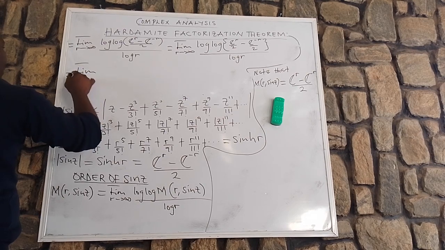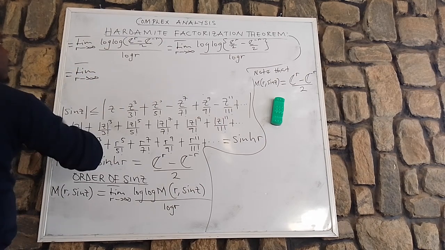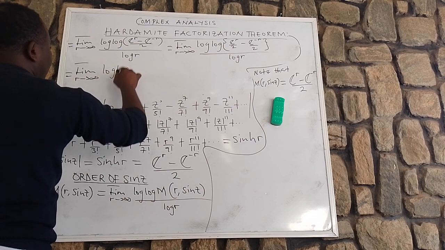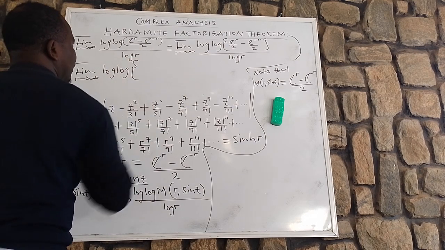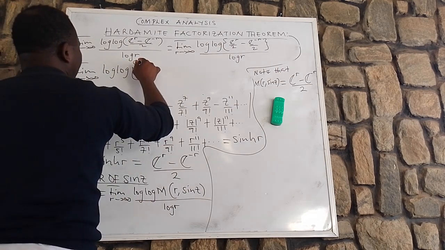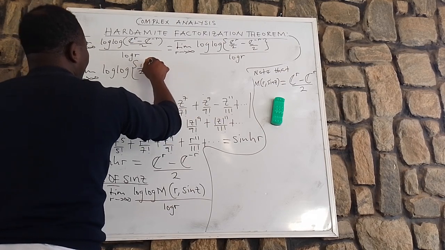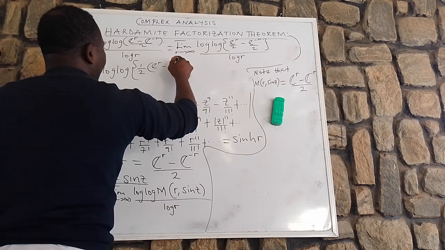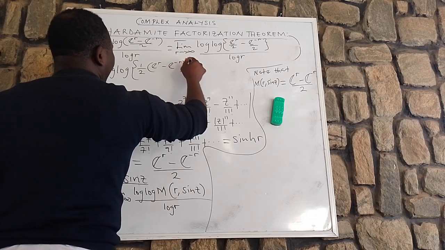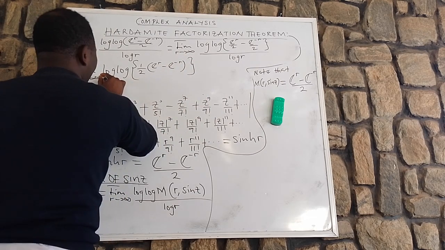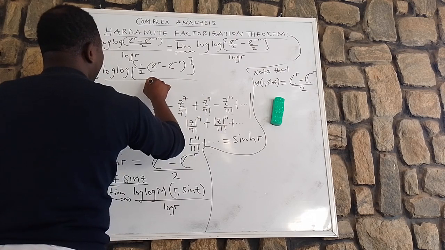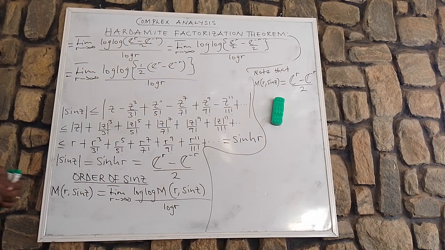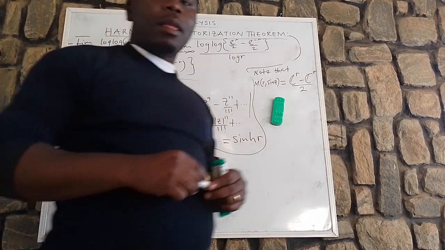the upper limit as R tends to infinity of log of one over two times (e^R minus e^(-R)) all over log R. We know that this is the same thing. True or false? Amen. Do you agree with me?